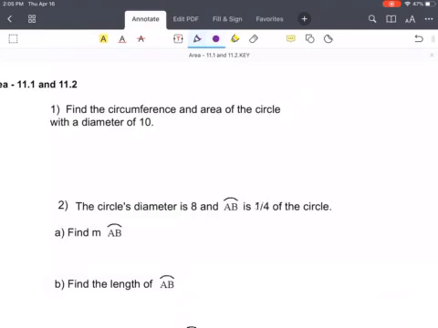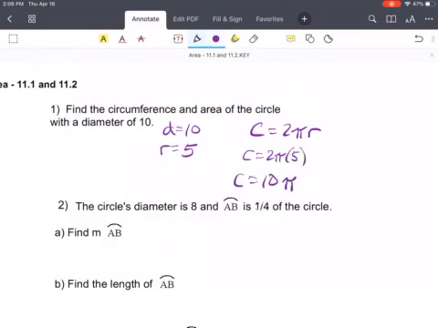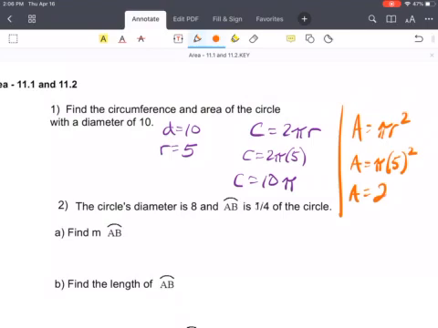So what do some of those look like? Find the circumference and area of a circle with the diameter of 10. So first off, if the diameter is 10, that means that the radius is 5. So if I wanted to do the circumference, substitute 5 in, and our circumference would be 10 pi. If I wanted to do the area, remembering the area formula is pi r squared, plug in 5 for my radius, square the 5, and I get 25 pi.